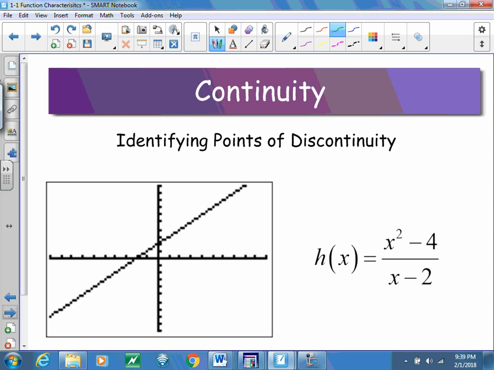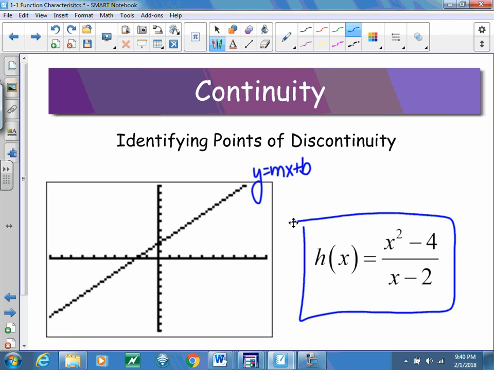An example of removable discontinuity is one right here. If you look at this, you probably think that this is a continuous graph because you see a nice straight line. But be aware that this looks like a straight line, but its function is not in the form of a straight line, y equals mx plus b. Here I'm working with, once again, a rational function.